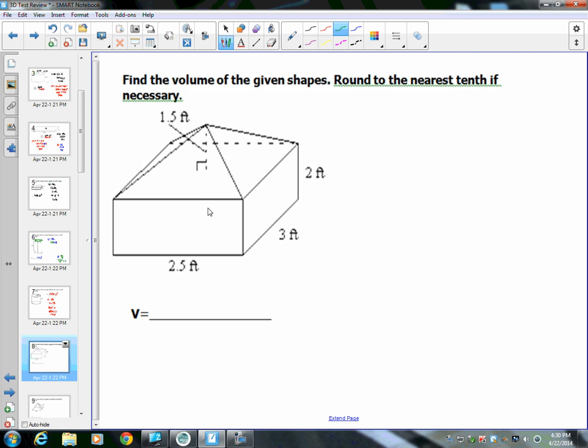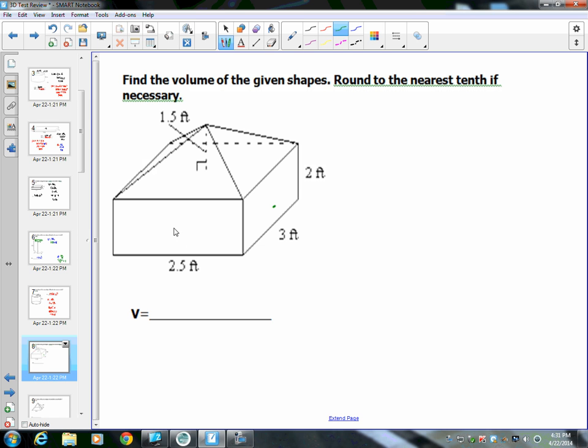Next question. This one's a little bit more involved. This is actually two shapes in one. If you notice, we have on the bottom a rectangular prism. Then above that is going to be a pyramid. So how would we find the volume of this? We would have to find the volume of each piece separately, then we add them together.